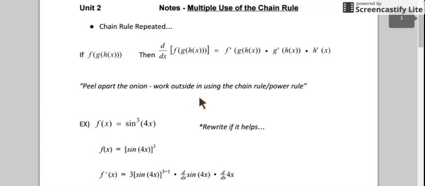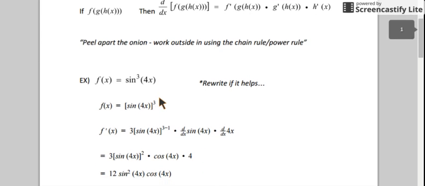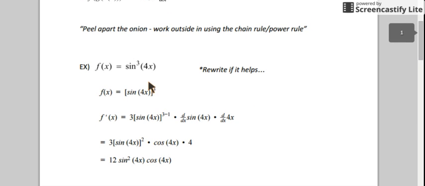So a lot of people describe that as like peeling apart an onion, just working apart the layers from outside to inside. We see it a lot when we have trig functions that have multiple layers. For instance, I have a sine function cubed. The sine of 4x is all cubed. I could rewrite my exponent, put it on the outside here, and that may help us visualize the different layers a little bit easier. So I'm going to take the derivative of that outside layer, something cubed. I'm going to use my power rule, drop that exponent to the front, subtract 1, and keep the inside layer the same. I'm going to multiply by the derivative of the next layer.